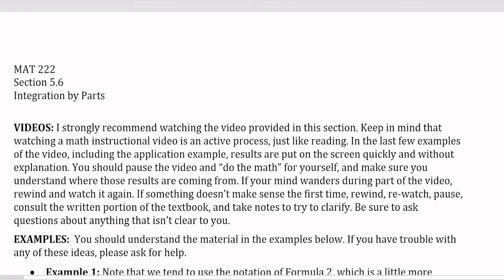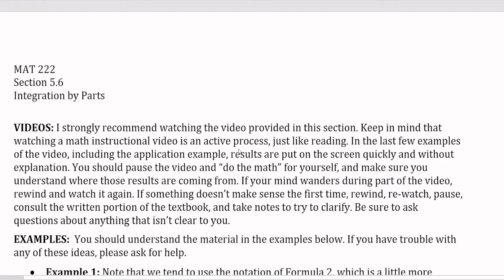This one is called integration by parts. So we're just on to a new method for trying to do integration. All right, we just did substitution, so hopefully that's feeling a little bit better practicing that. This next one is called integration by parts.